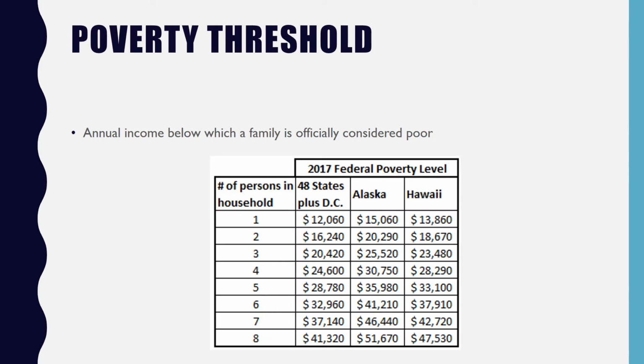Poverty threshold. This is the annual income below which a family is officially considered poor. So if you're below the poverty threshold, you are considered poor in the United States. You have 2017 numbers there for you. So you have a 4-person household. That number is $24,600 for the continental United States, and so on and so forth.